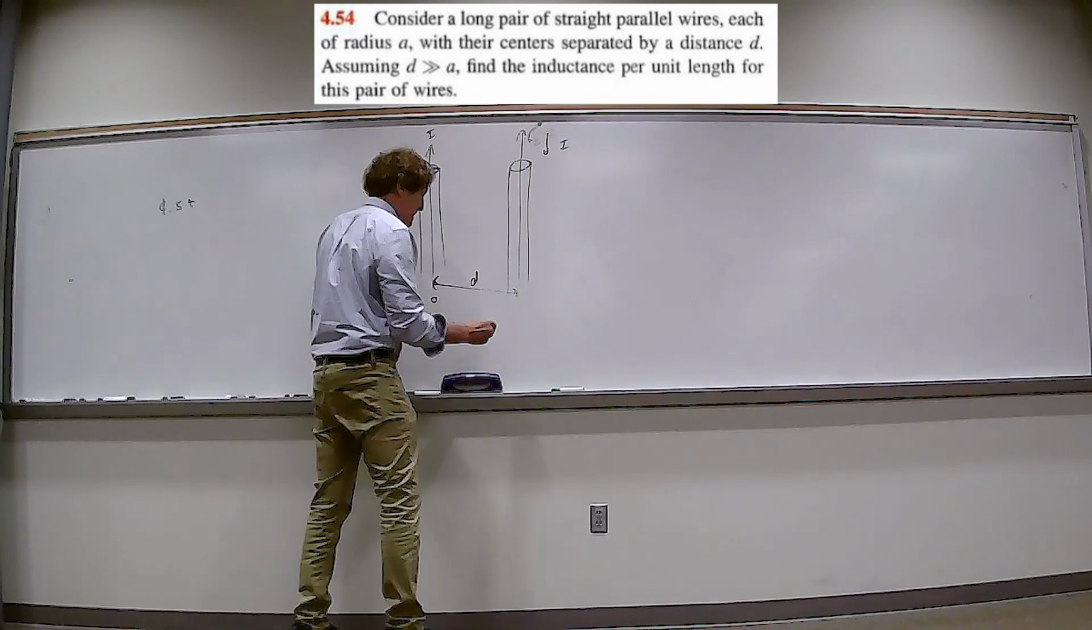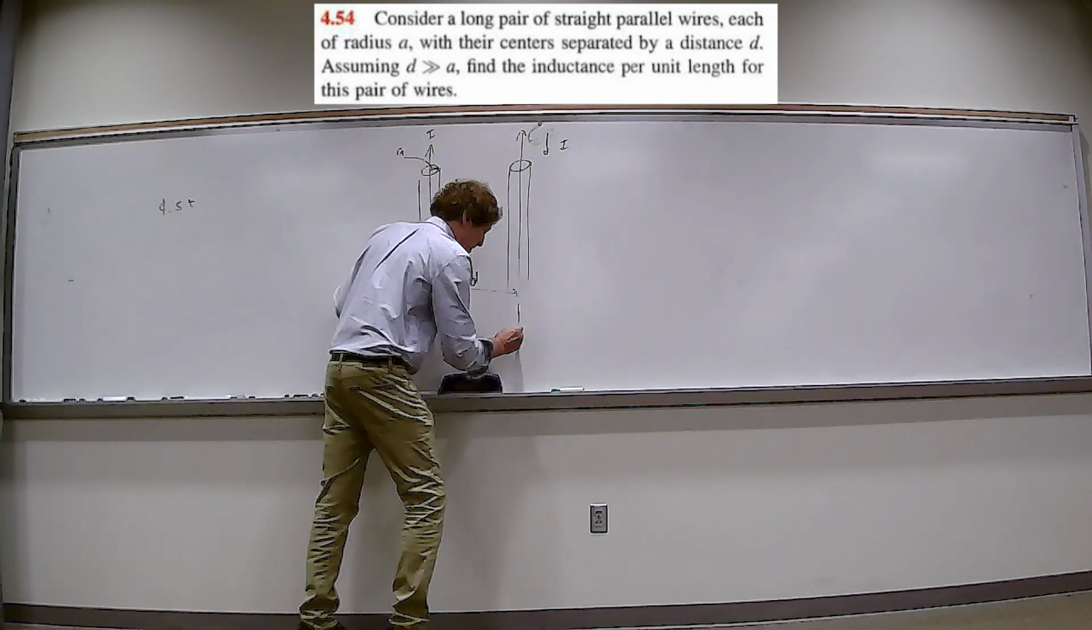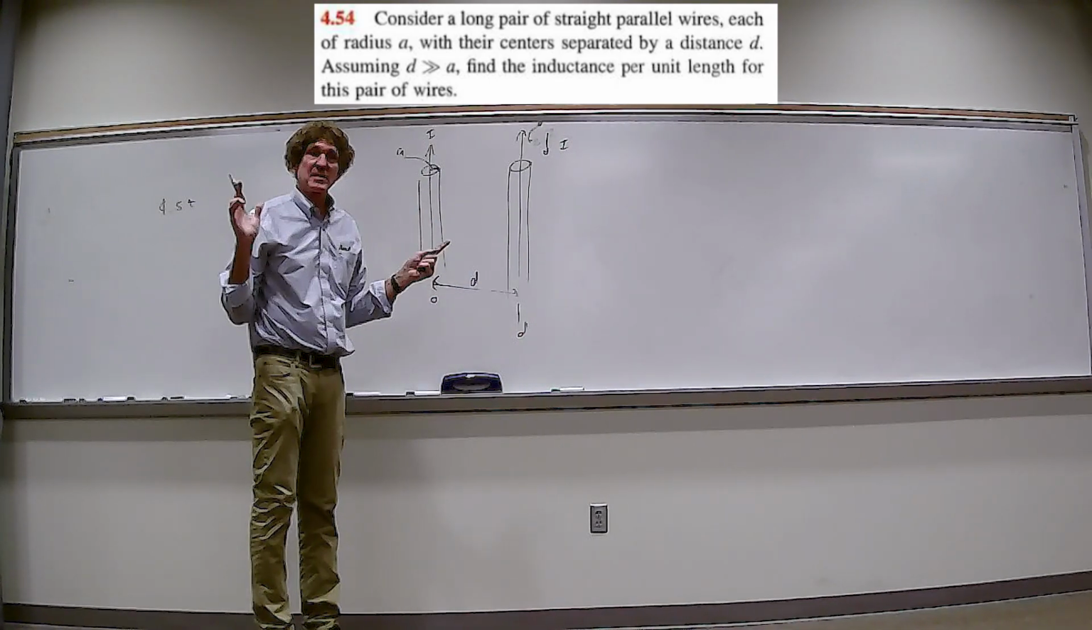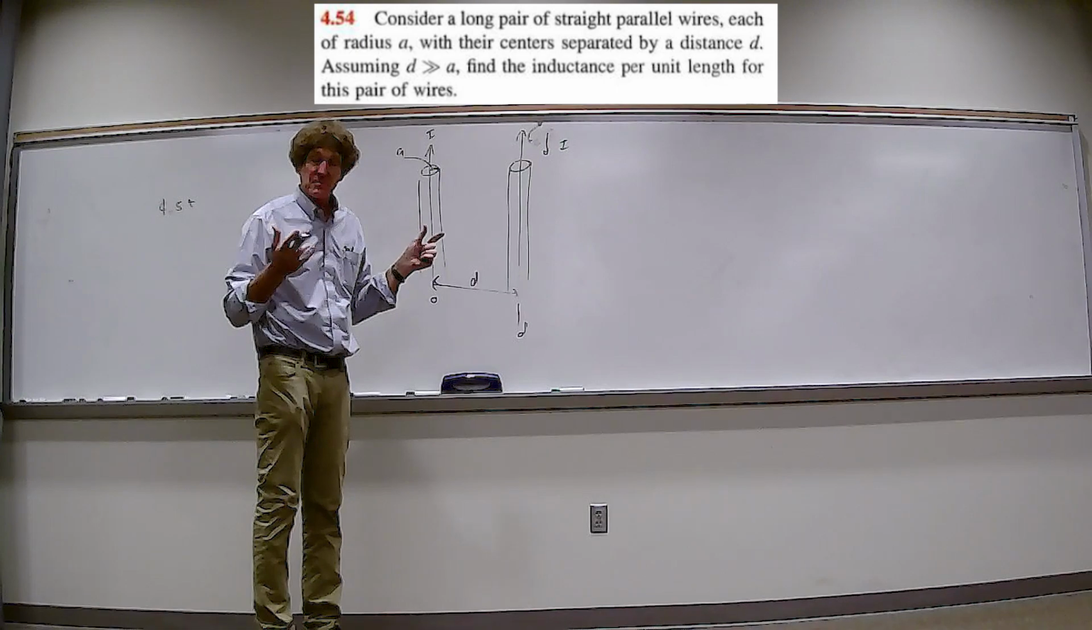Yeah. And this is at the D. The right one's D minus A. Yeah, but that's all right. It doesn't matter. As long as you know center to center and you know the radius, assuming the radius is in both, that's all you need.